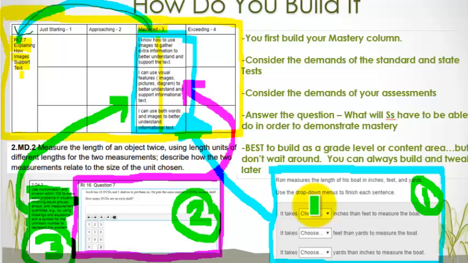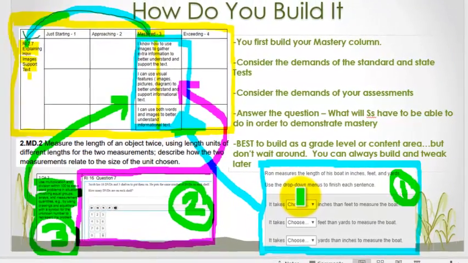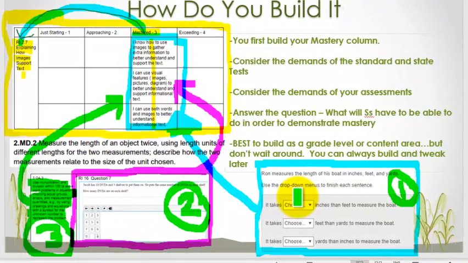Just don't be afraid to take on this work, even if you have to do it alone. It is time consuming, it does take a while to build these, but it's extremely worth it. So you can always build these and tweak them later once you get other people's input if you do have to do it alone. So let's explore some more here.